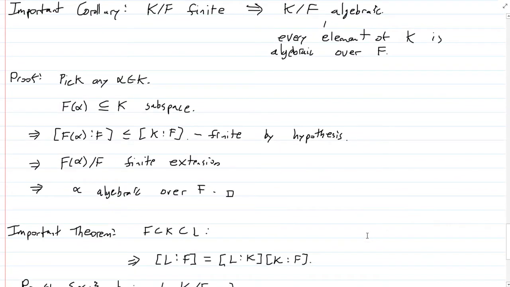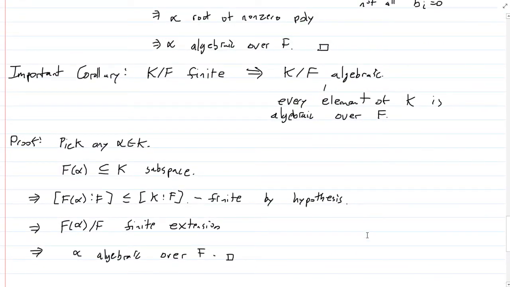So the way you prove this is, we want to prove every element of K is algebraic over F. Pick any element of K, and we're going to try to prove it's algebraic over F. So look at the simple extension F adjoin alpha. This is a subspace of K, because K contains alpha, it has to contain the smallest field containing alpha. And this is F adjoin alpha. So this is a subspace, and that means the vector space dimension is smaller than the total dimension. So F(alpha) over F has a dimension smaller than K over F.